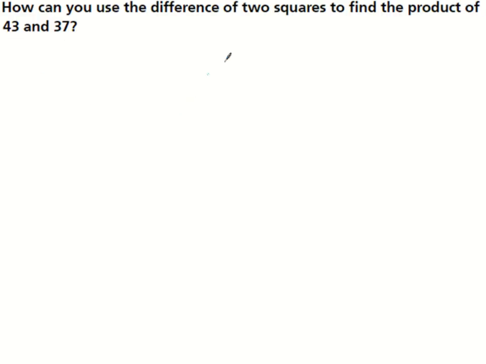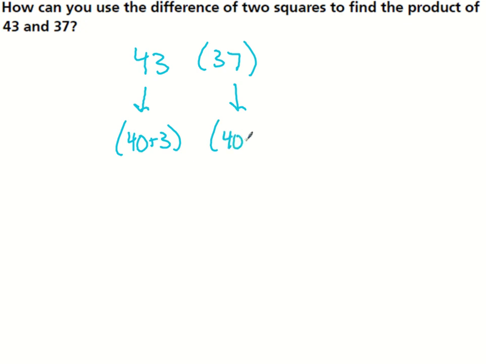Now, you can use a difference of two squares to find the product of 43 and 37, or different whole numbers as well. So if I did 43 times 37, but I wanted to use our pattern, I've got to set this up as the same number plus and minus the same number. Well, I can rewrite 43 as 40 plus 3, and I can rewrite 37 as 40 minus 3.